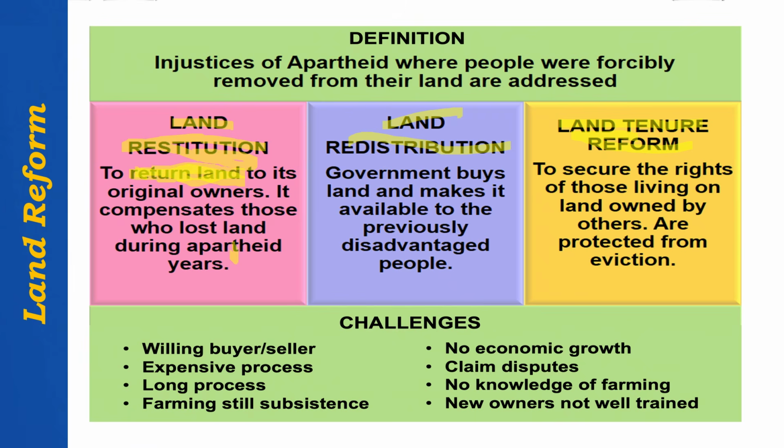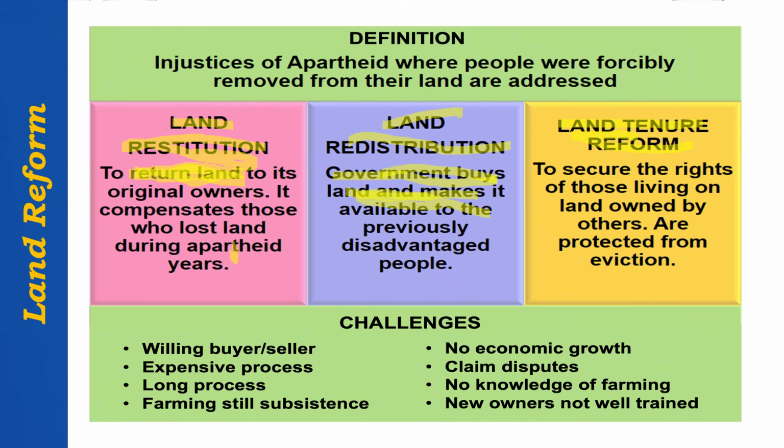And then land redistribution. When you're distributing, it's like you are giving it back, like you are sharing the land. Land redistribution is aimed at providing previously disadvantaged people with land for residential and for farming purposes. Now, it says the government buys the land and makes it available to previously what? Disadvantaged people.